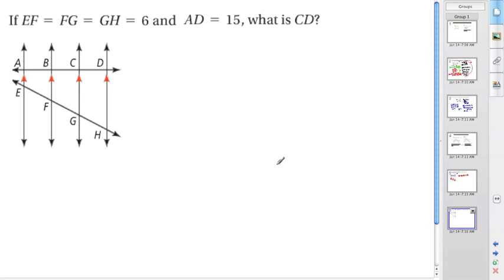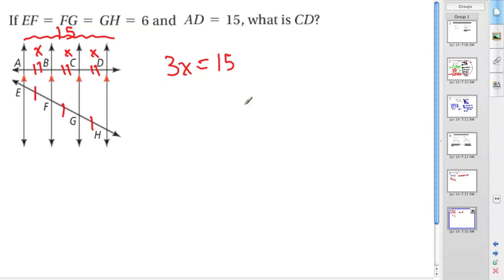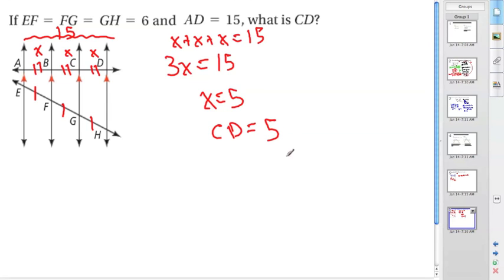One last example. 3 or more parallel lines indicated by the red arrows. They tell us EF, FG, GH are congruent. That makes the other transversal segments congruent. We know that A to D, the whole thing, is 15, but you know these are all congruent, so we'll call it x. So we have x plus x plus x equals 15. 3x equals 15, and we know that x equals 5. So C to D is equal to 5.